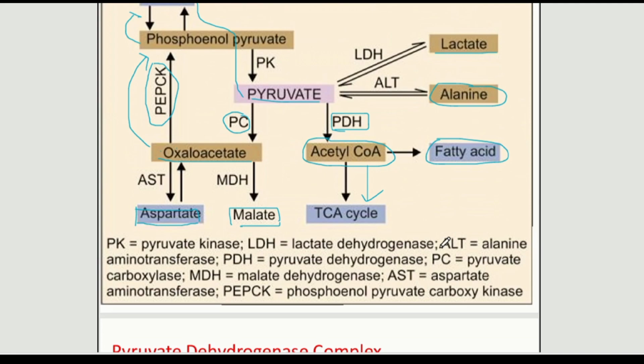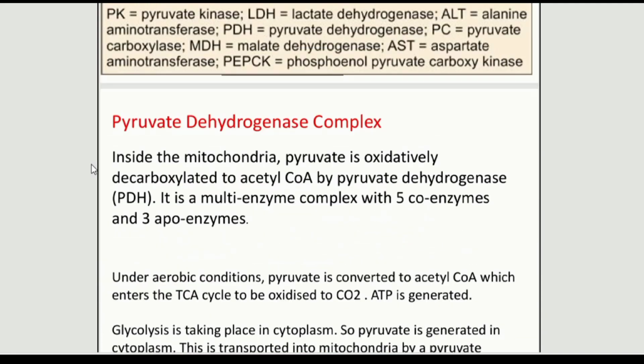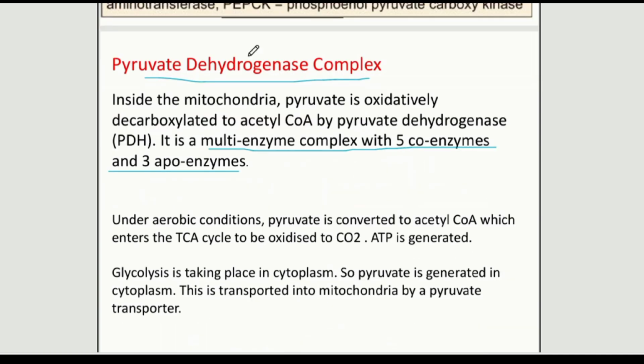So what is converting pyruvate to acetyl CoA? That is the pyruvate dehydrogenase complex. Why is it a complex? Because it is a multi-enzyme complex made up of 5 coenzymes and 3 apoenzymes. So it is known as the pyruvate dehydrogenase complex. Under aerobic condition, pyruvate is converted to acetyl CoA, which enters the TCA cycle to be oxidized to carbon dioxide, and ATP is generated.